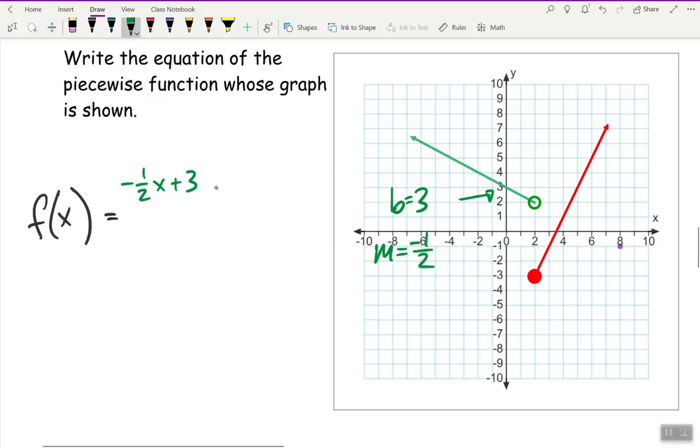And then our constraint is if, and then what are our x values here? We're at 2, right? So it's x and 2. And we're going to the left, so we're less than, and we have an open circle, so I don't have the equal sign. So if x values are less than 2, that's our constraint for that green one.